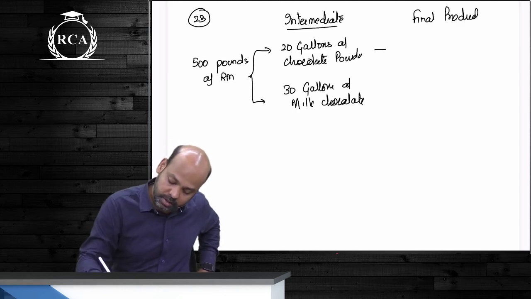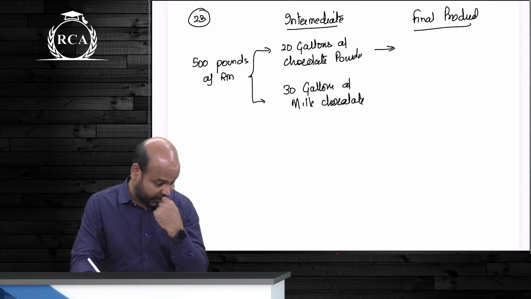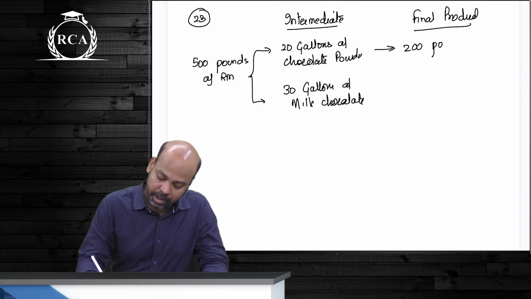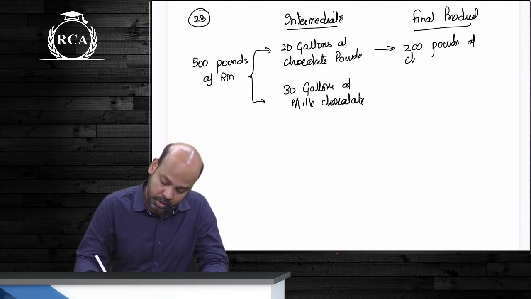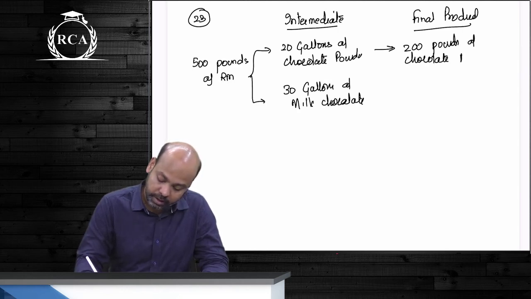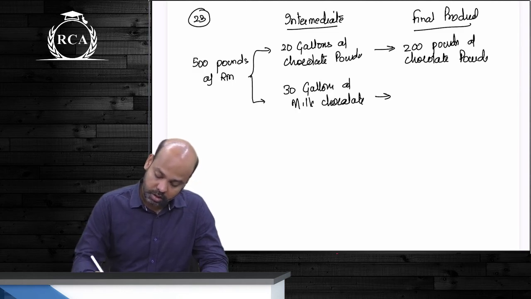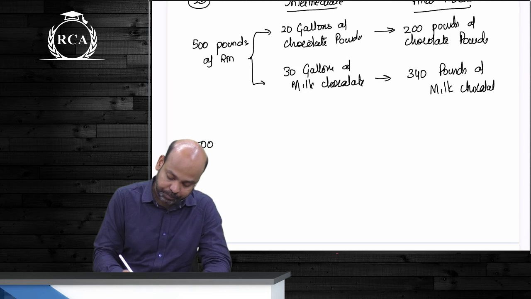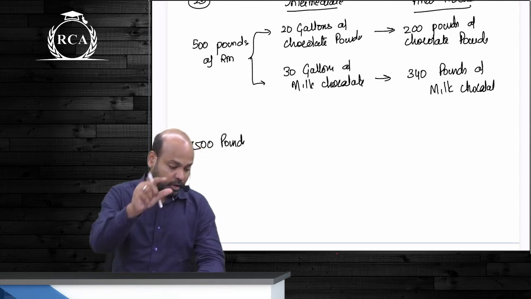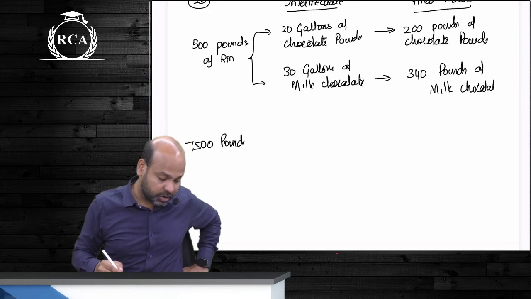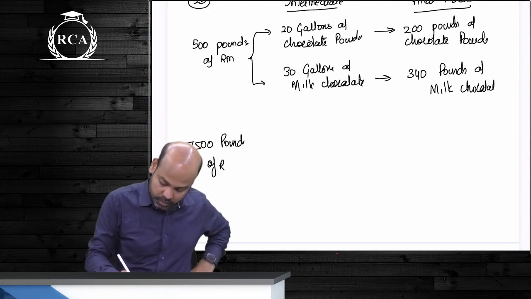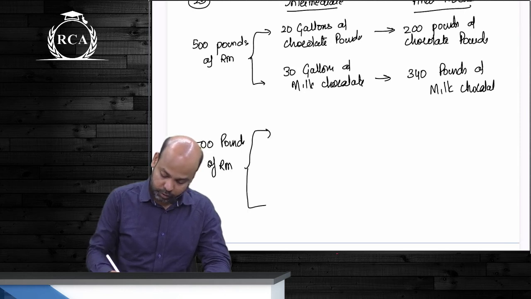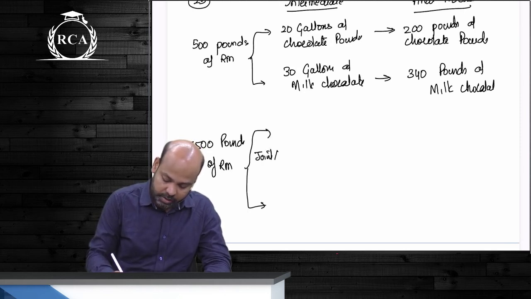How much final product is coming, guys? Every 20 gallons is giving us 200 pounds of chocolate powder. And this is giving us 340 pounds of milk chocolate. Excellent. This is what is given in the first two things. Now tell me guys, what is the actual input used? Next line. Cocoa beans processed for this month is how much? Look below at the joint cost that we have incurred.